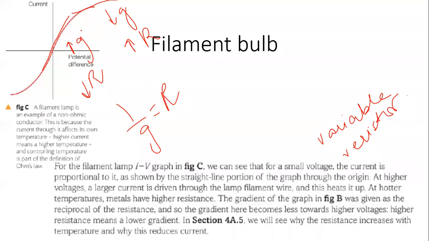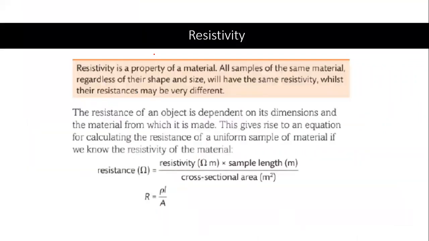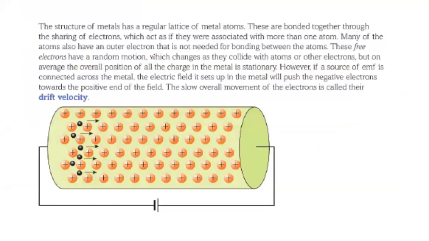Why are we observing this particular relationship? Why is this not a directly proportional relationship? Why is the resistance changing? Why is the resistance not staying constant? The reason for that is because to understand this, we need to understand what resistance is.